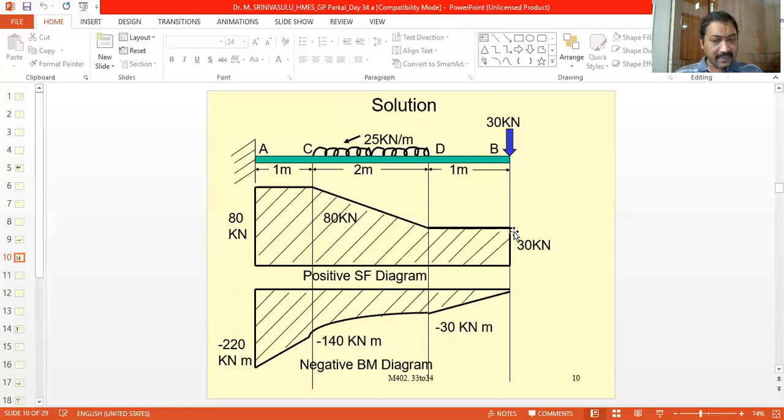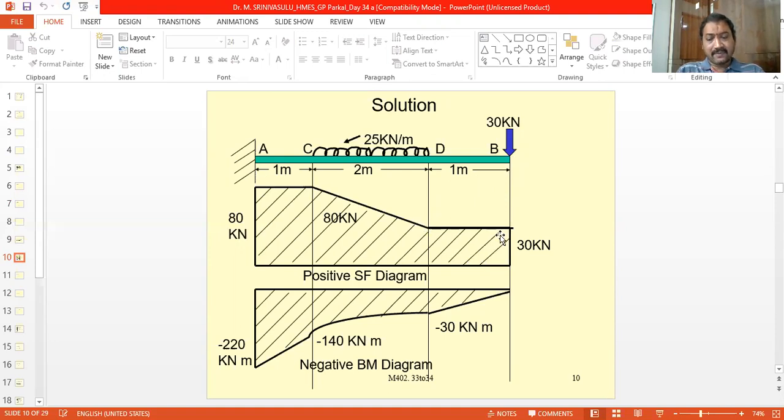Now here, the maximum shear force is acting between the points A and C, including the points A and C, and the minimum shear force is acting at the point B and also at point D. Between the points B and D, the shear force will remain constant.